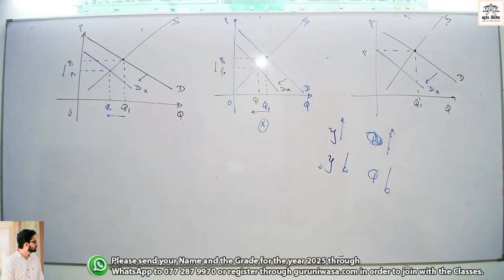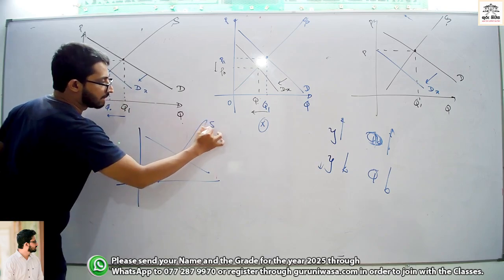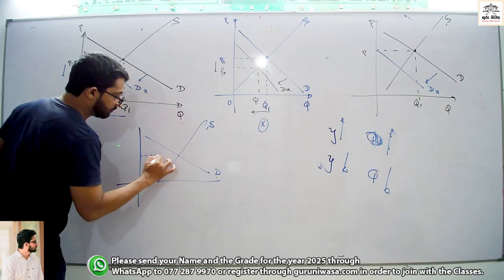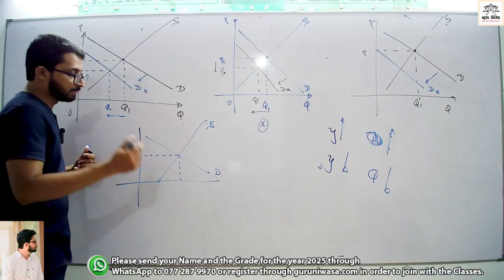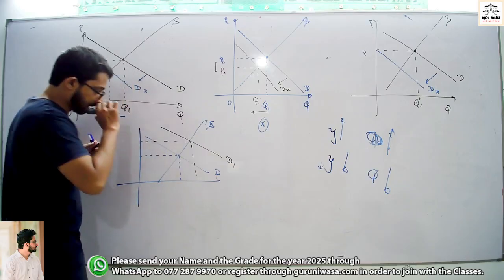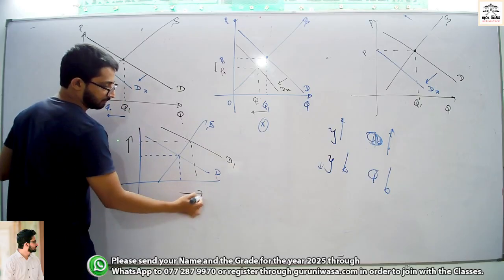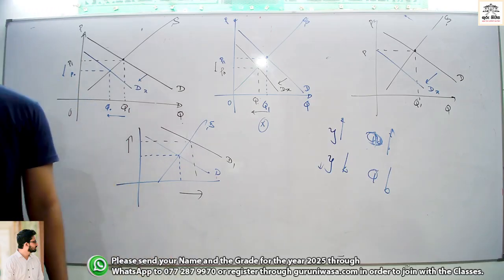Fifth one, an increase in number of buyers in the market for good X. If it happens, the demand curve shifts to the right side, causing equilibrium price and quantity to rise. Both rise, but the question asks for the reason affecting both equilibrium price and quantity to fall. So the answer is the fifth one.